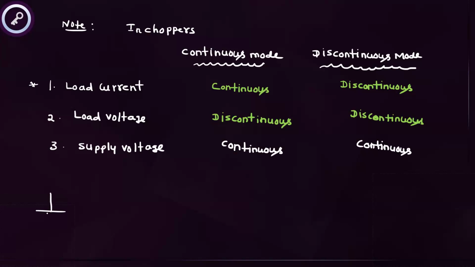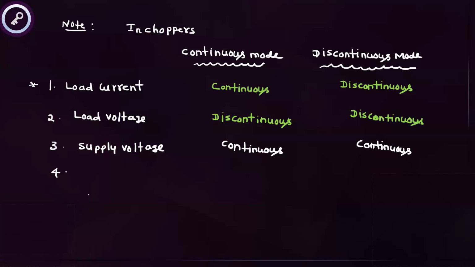See, for example, this is the supply, chopper on, chopper off. It is connected, disconnected. Connected, disconnected means only the switch is on and off. Based on that, the current will change. But I'm not switching off the supply. I'm controlling only the on and off of the switch. That's why I'm giving a constant supply, and that's why it is continuous.